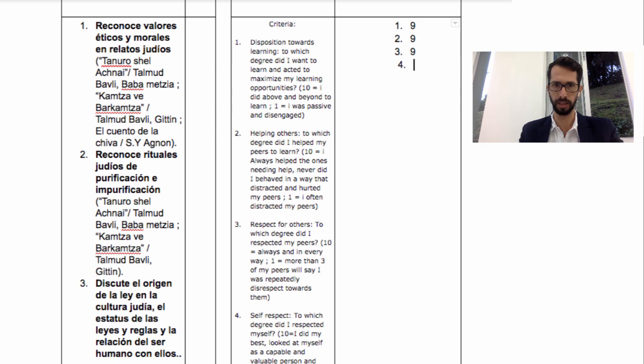It is automatically saved, as you can see. No problem. You can work on it as many times as you like until the due date.